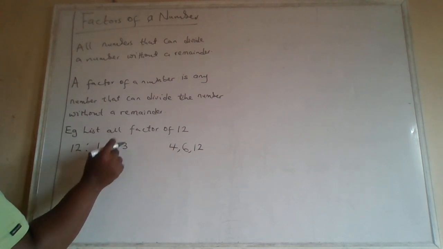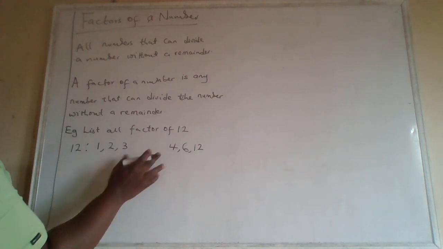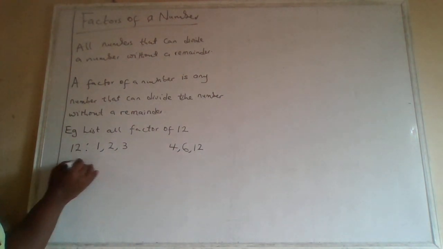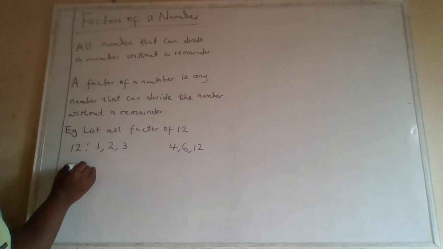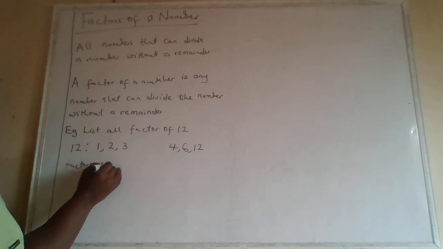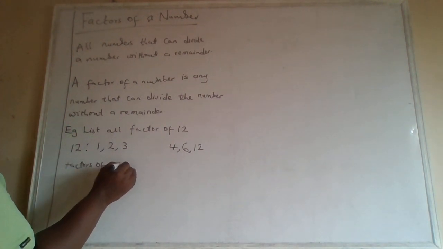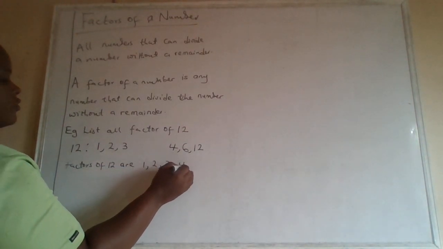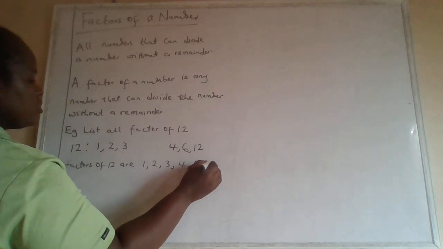And once you start getting the number you have written somewhere, that means you have listed all the factors of that number. So we say that factors of 12 are 1, 2, 3, 4, 6, and 12.